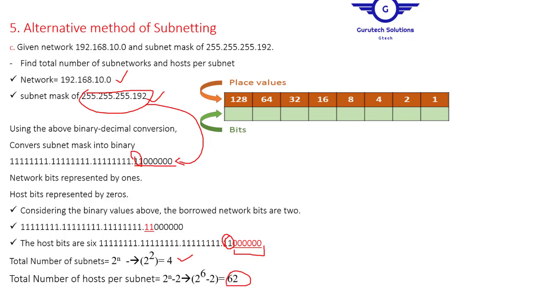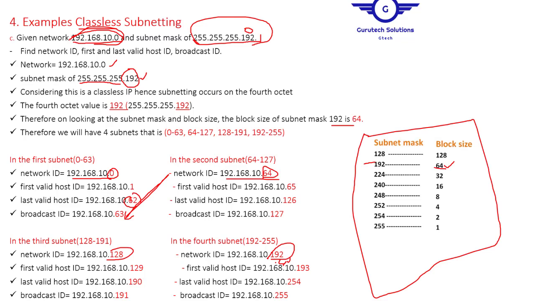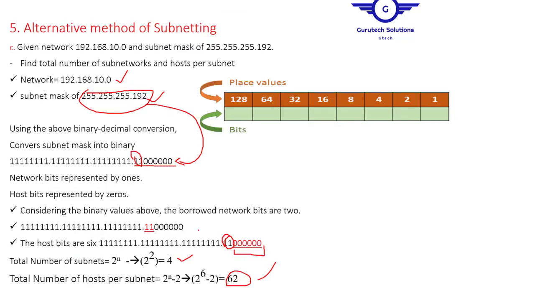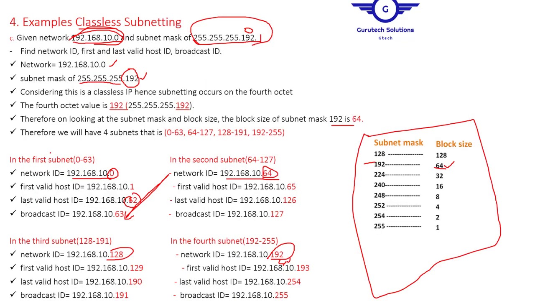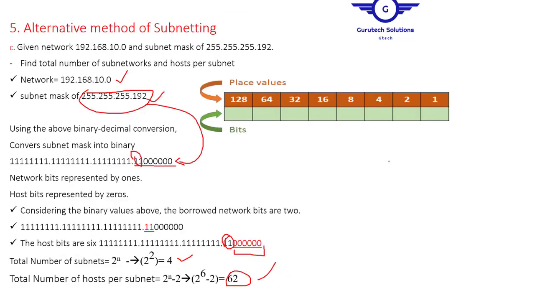If you compare this value to what we calculated here, you'll see that they are the same, because we've been told the number of subnets is 4 and the number of hosts per subnet should be 62. If you come here, you can see that we have how many subnets? 4: 1, 2, 3, 4. And how many hosts per subnet? 62. Alright, so that's all about this simple subnetting.